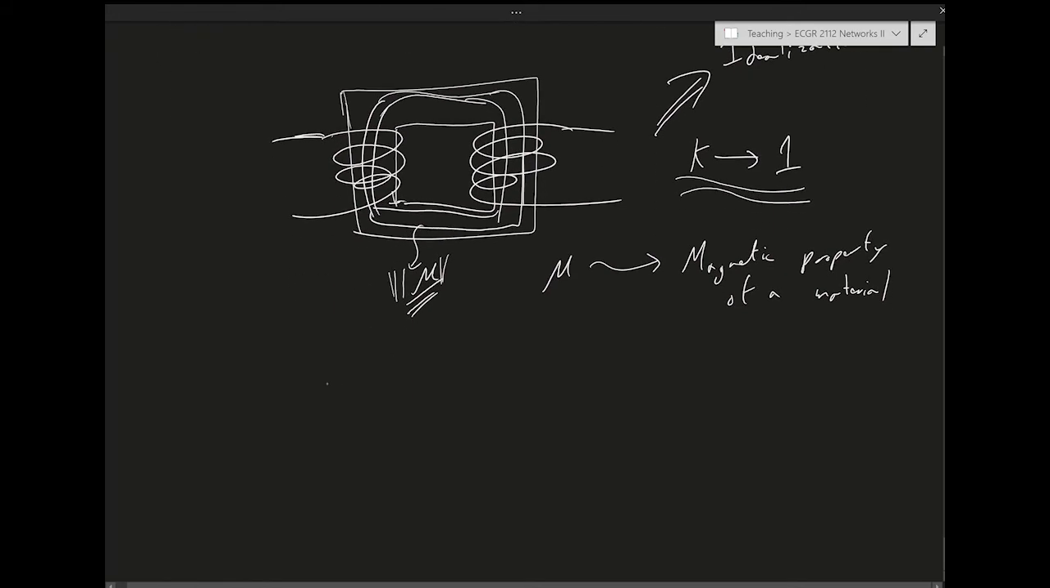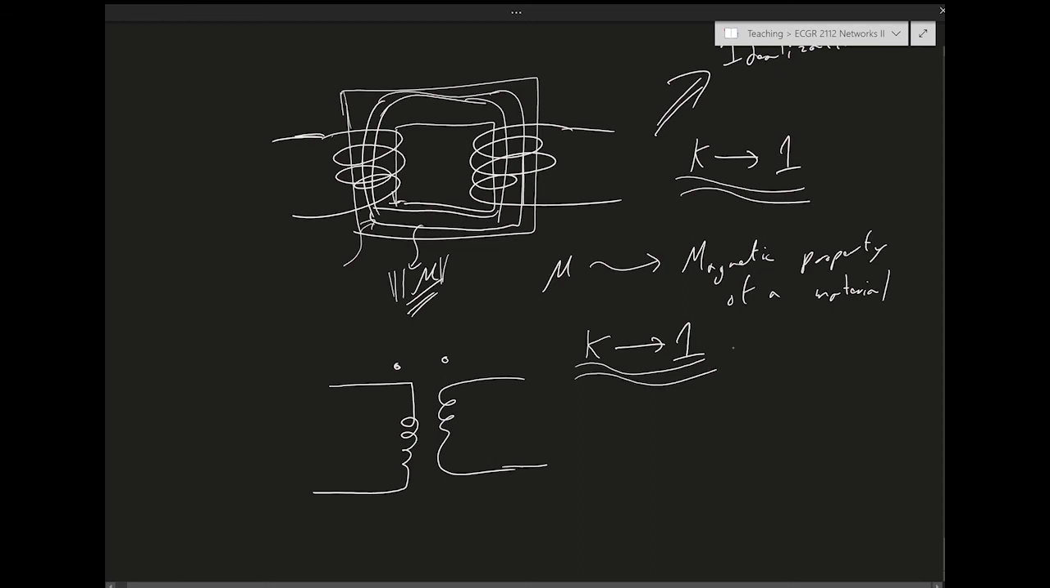As I said, an ideal transformer is just a magnetically coupled coil. So you have two coils that are magnetically coupled, and we use the same dot convention, right? But then the first fact is that the magnetic material is ideal enough such that K approaches unity. The coupling becomes perfect, right?